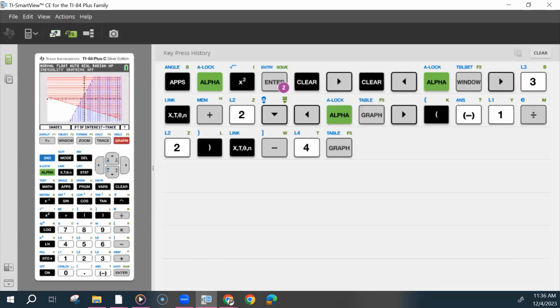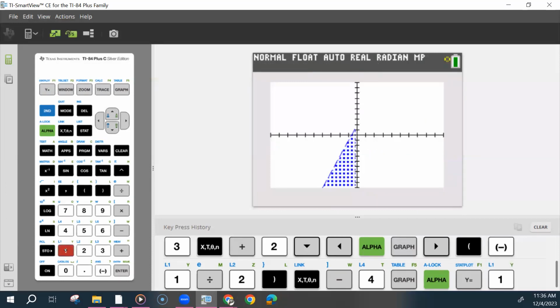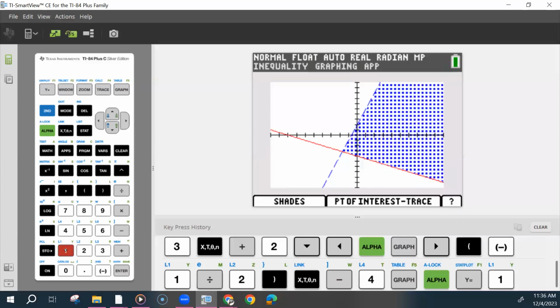I think if I go into shades, alpha y equals, you'll see these three options. So the original shade, that's both of them. One of these you don't really want, the other one is okay. So I'll show you what all of them do. If I choose the first one, it graphs the first one, and then it graphs where just the overlapping is. So that one's really nice to see, is my overlapping in the right place?